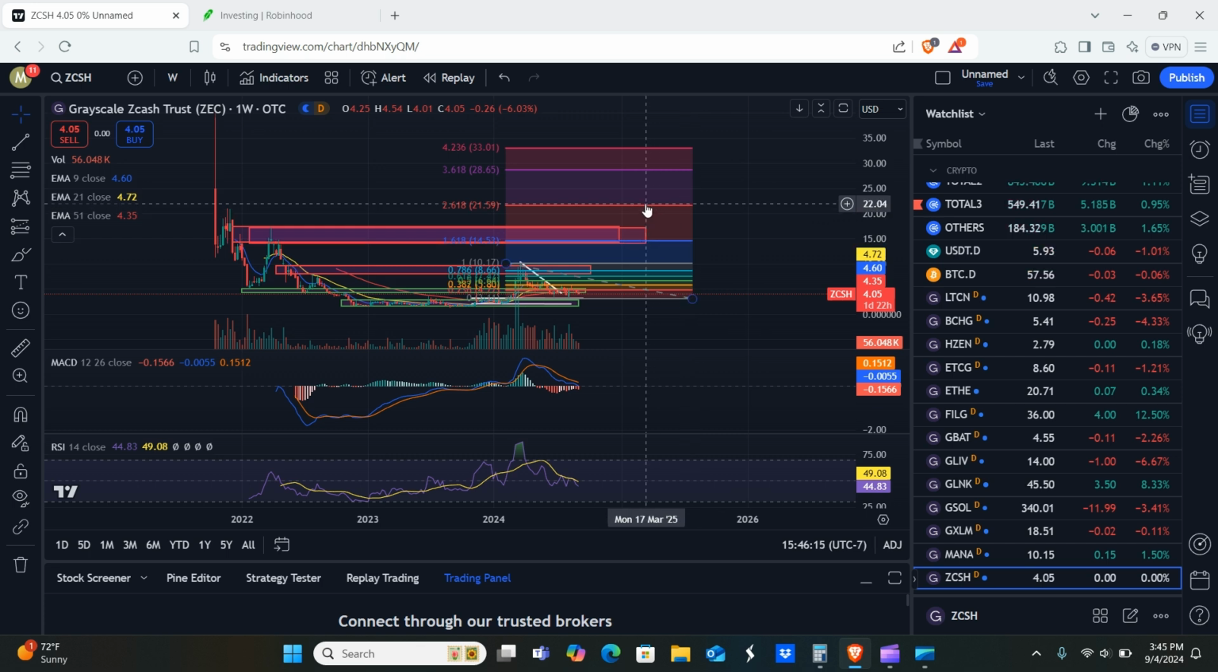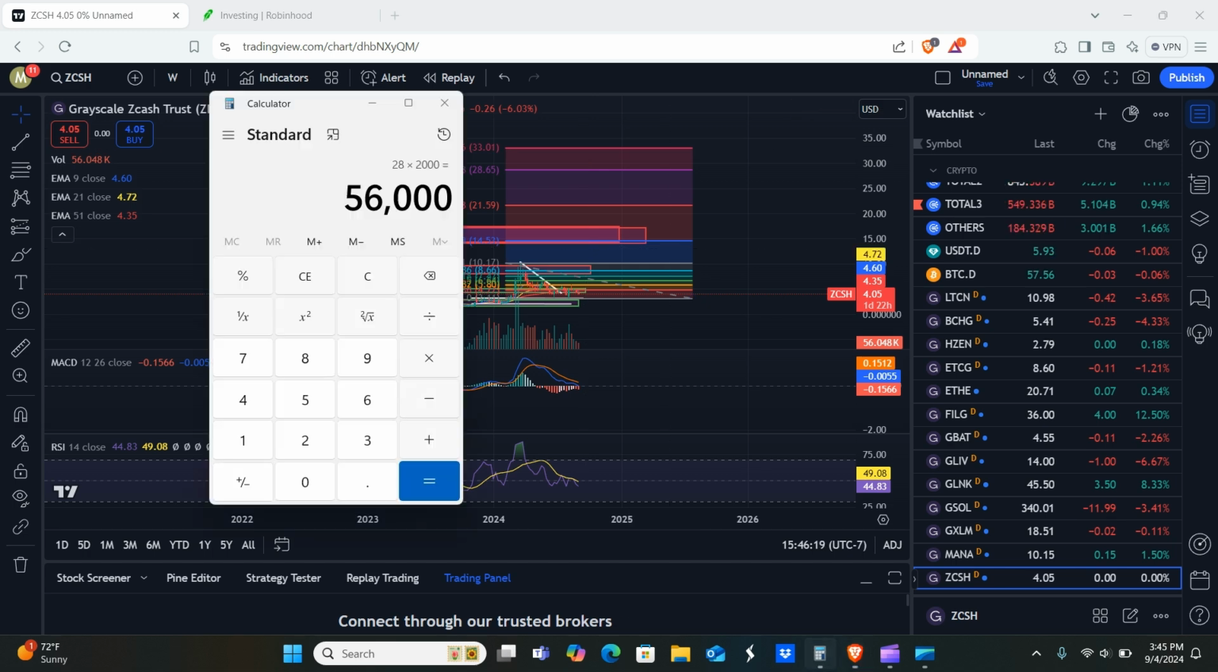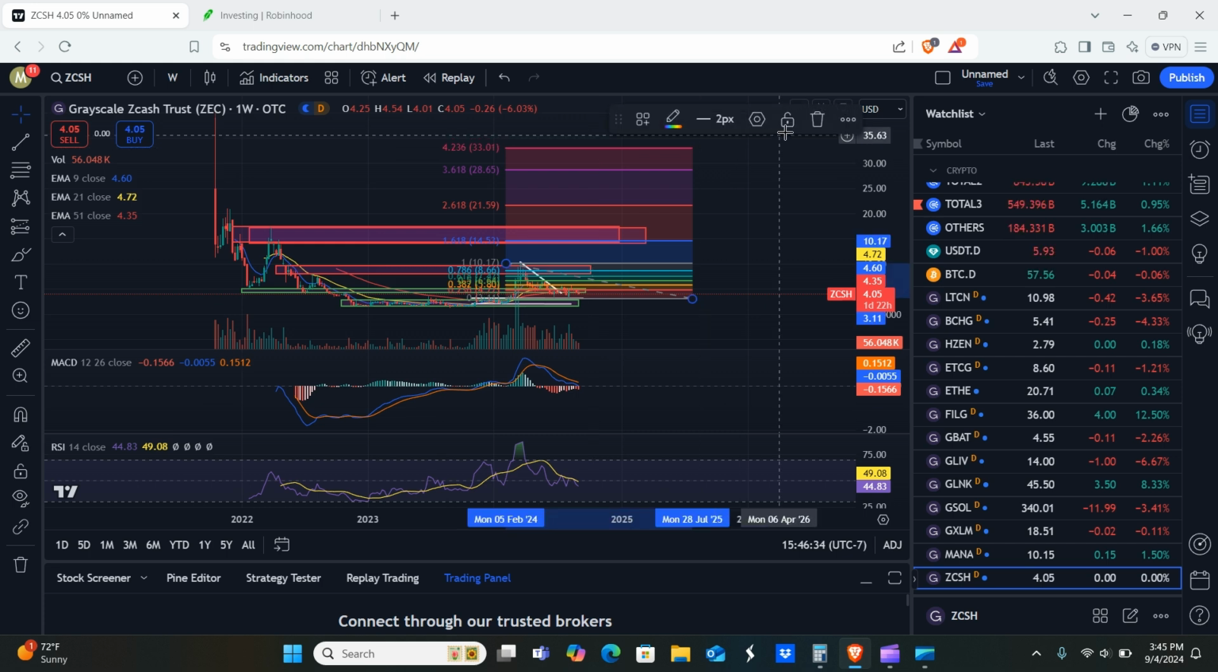So 15, 22, 29, and roughly about 33. So 33 divided by 4, 8.25. I mean, that's pretty good. That's what, an 800% gain? 16,500.